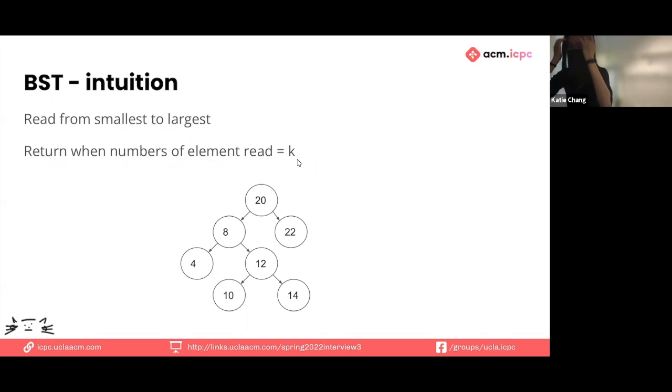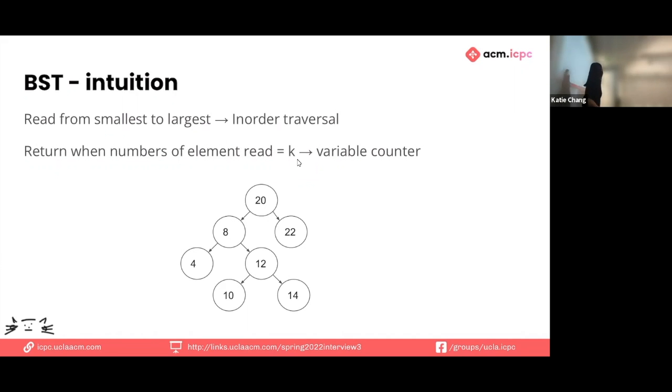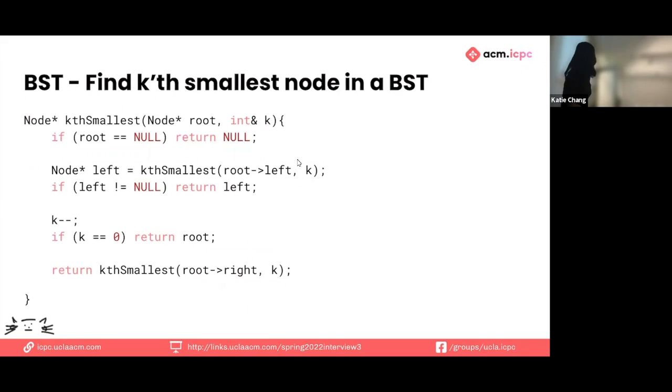Yes. So that is called in order. And how do we keep count, right? How do we do the second step? How do we return when the number of elements we read is equal to k? Sure, or in other words, we can have a variable that keeps track. So if our variable is equal to k, we can just return that value. Otherwise we keep going.